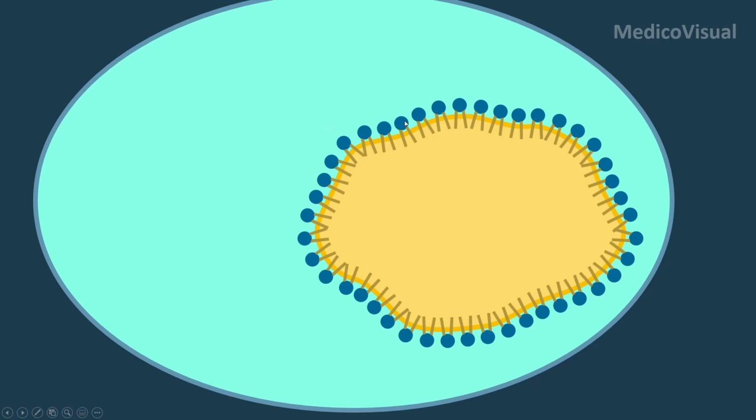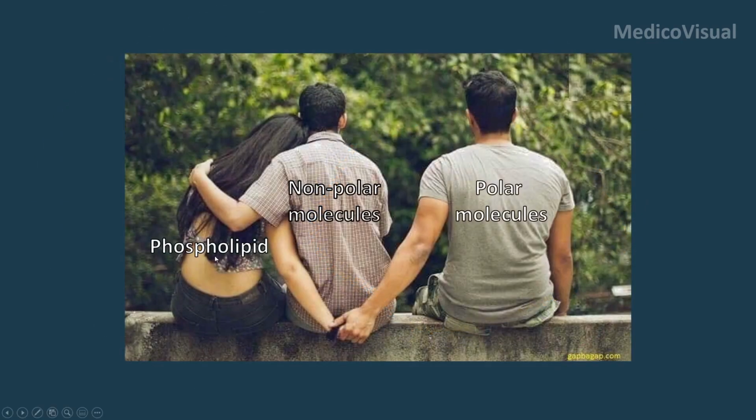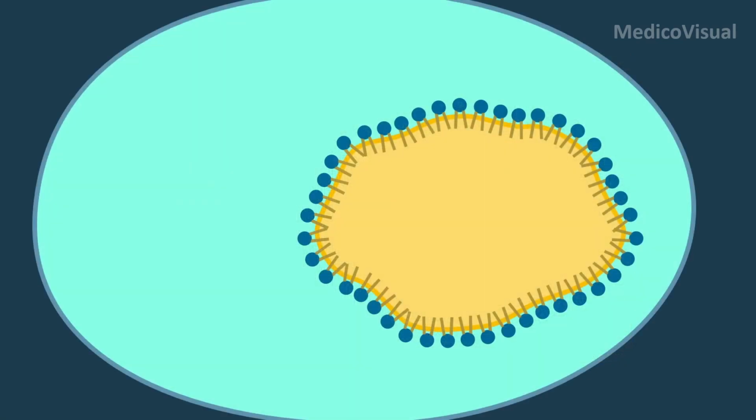So they are like dual-faced hypocrites. They are interacting with both of these structures. So this is, let's say, a phospholipid, and on one end it is interacting with non-polar molecules, and on the other end it is interacting with polar molecules. So this was a meme just for your fun, so that you can remember it forever. So let's move back to the lecture.